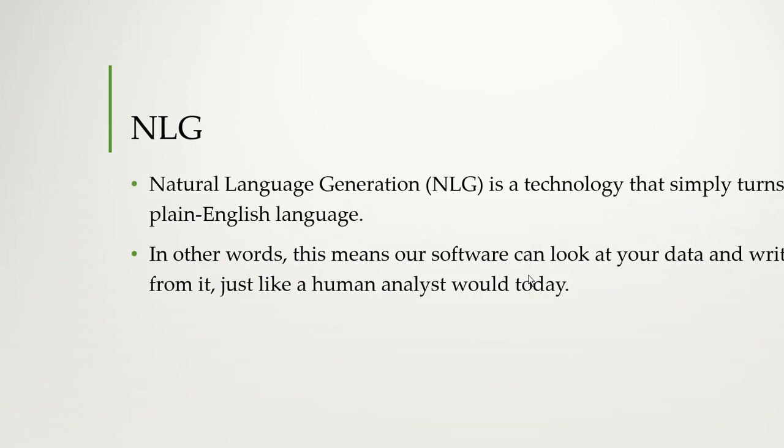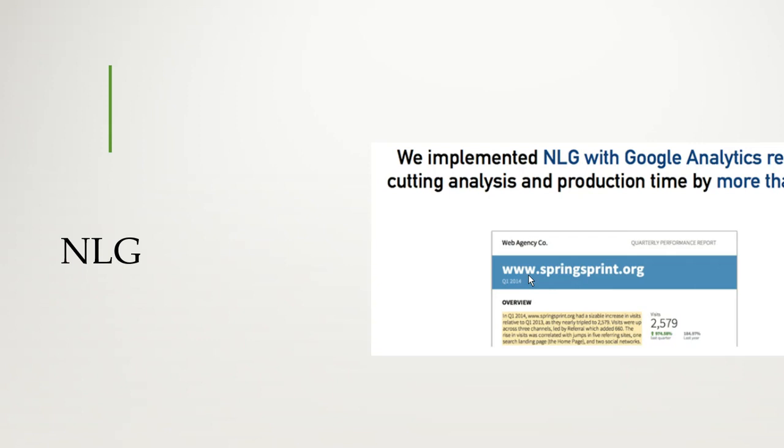The second part of natural language processing is NLG, which is natural language generation. It is a technology that simply turns data into plain English language. Suppose this is a simple example of NLG. Think of Google Analytics giving some basic analysis. For example, today the world population is 790 crores, with the percentage of how many are children, how many are adults, how many are aged.